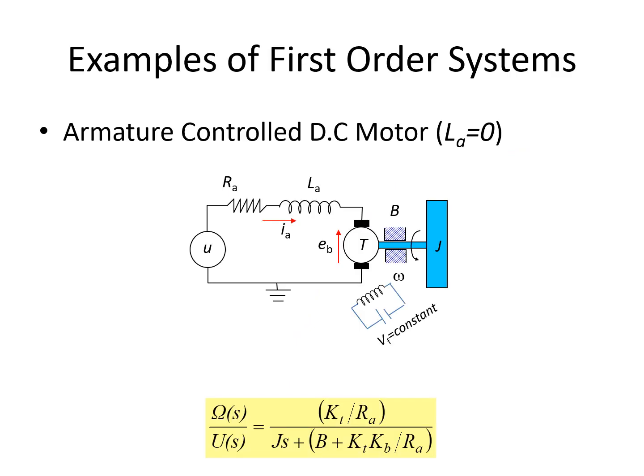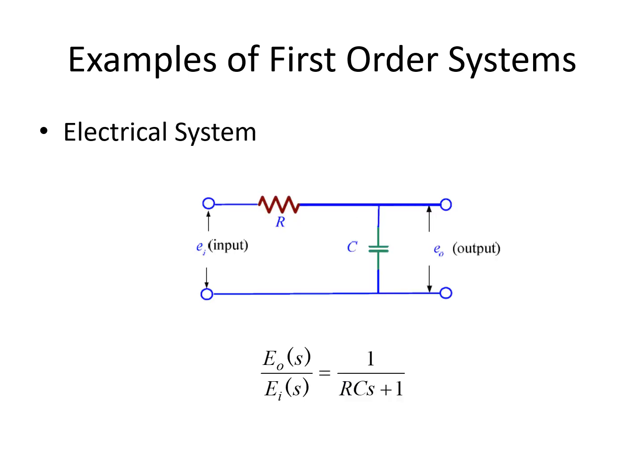Few examples of your first order system: armature control DC motor with La equal to 0 could be considered as an example of a first order system, because the power of s here is 1. So degree of the transfer function is 1. So this is considered as an example of a first order system. Similarly, in an electrical system, an RC circuit network like this could be taken as an example of a first order system. It is looking similar to that, right? So K divided by Ts plus 1, where RC is taken as your time constant. K is taken as 1 in this case.